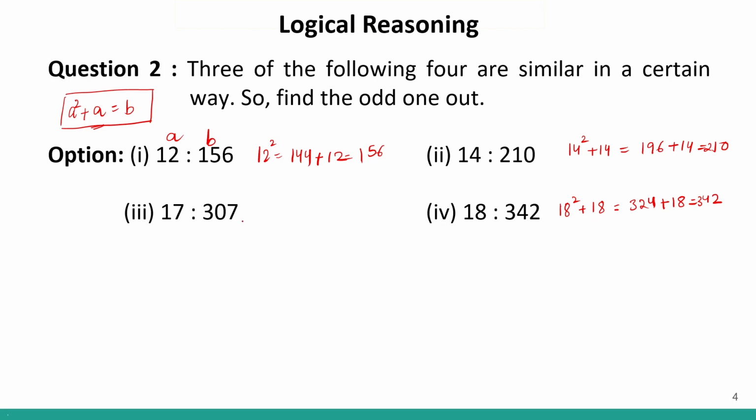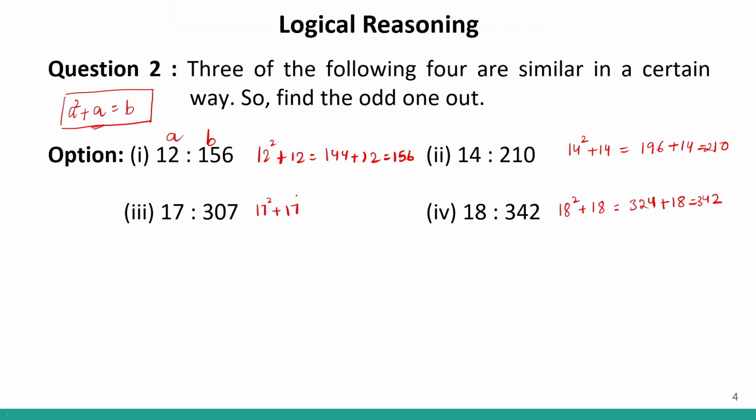Now let us see for option number 1 what logic is being followed. So 12 square plus 12 will be 144 plus 12, which will be equal to 156. Okay, so the same thing, A square plus A equals B, is followed in options number 1 and 4.